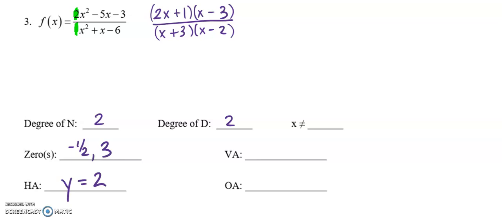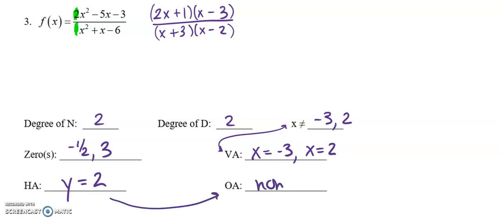Vertical asymptotes, that goes hand in hand with what x cannot equal. That's where our denominator is equal to 0. What values make the function undefined? That would be at -3 and 2. So we will have a vertical asymptote at x equals -3, and we will have a vertical asymptote at x equals 2. Since we have the horizontal asymptote, we will not have a slant asymptote.